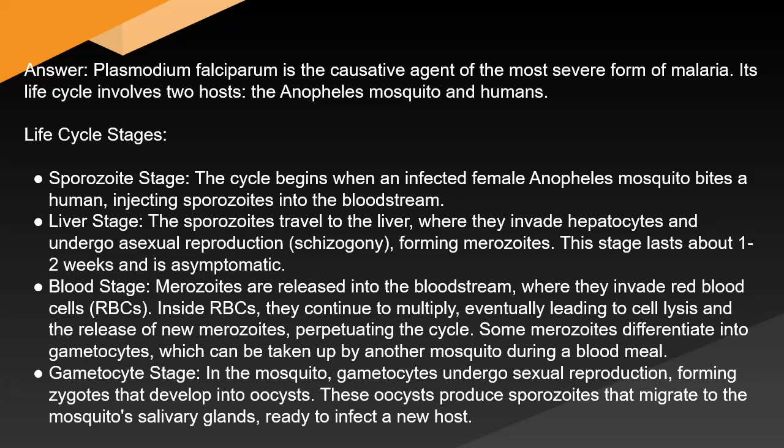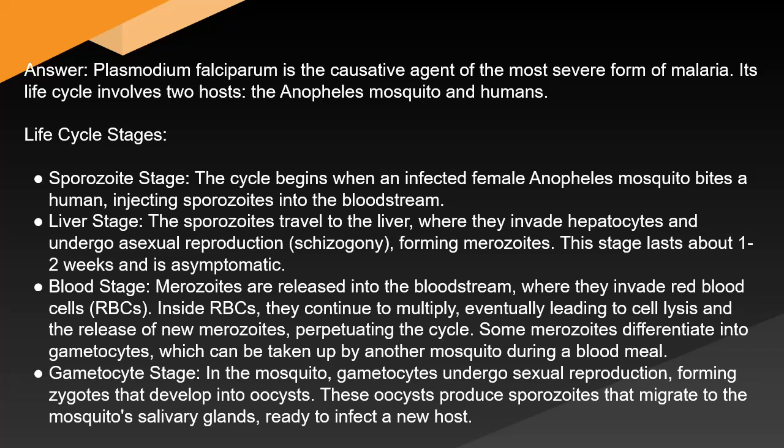Liver stage. The sporozoites travel to the liver where they invade hepatocytes and undergo asexual reproduction, schizogony, forming merozoites. This stage lasts about 1-2 weeks and is asymptomatic. Blood stage. Merozoites are released into the bloodstream where they invade red blood cells, RBCs. In RBCs, they continue to multiply, eventually leading to cell lysis and the release of new merozoites, perpetuating the cycle.